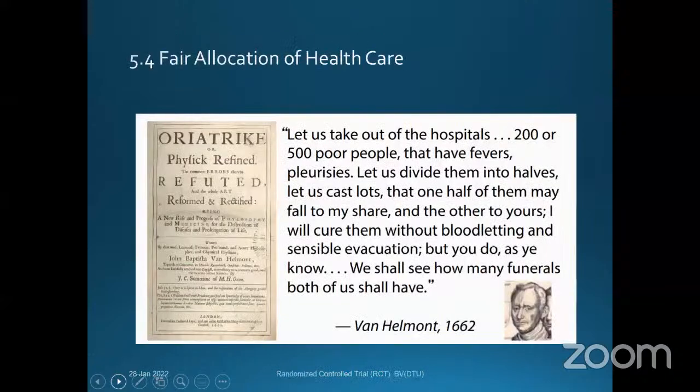Okay, so these things are important for one thing, that is fair allocation of healthcare. Let us take an example of van Helmont in 1662, when bloodletting was the treatment of choice. He opposed this particular mode of intervention. He said, let us do a study. We divide the patients into two halves, and let us cast lots so that one half of them may fall to my share and the others to yours. You do bloodletting, I will do some other sensible thing, and we will see how many will go to the funeral in the end. So that is a 1662 thought process.